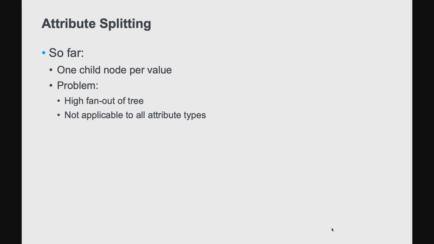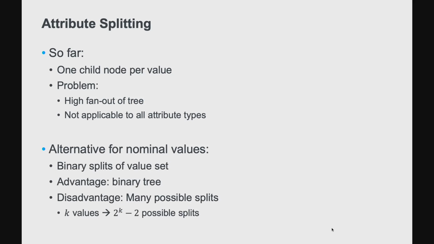Or how do we deal with it when we have a large number of ordinal possibilities? I mentioned already one problem, which is a high fan out, meaning that I have very many different values for an attribute, and then one child node per value is not a good idea. So what are alternatives? For nominal values, things where I don't have a specific ordering, let's say your first names, that could be an attribute which would be a nominal value. It doesn't make sense to compare them. A name starting with A is not in any way better or worse than a name starting with B.